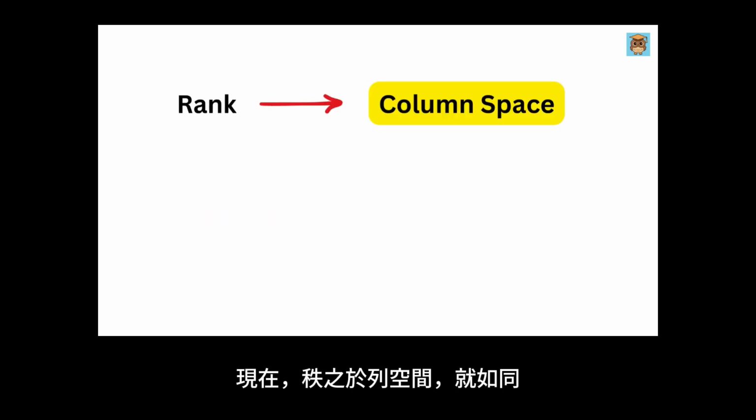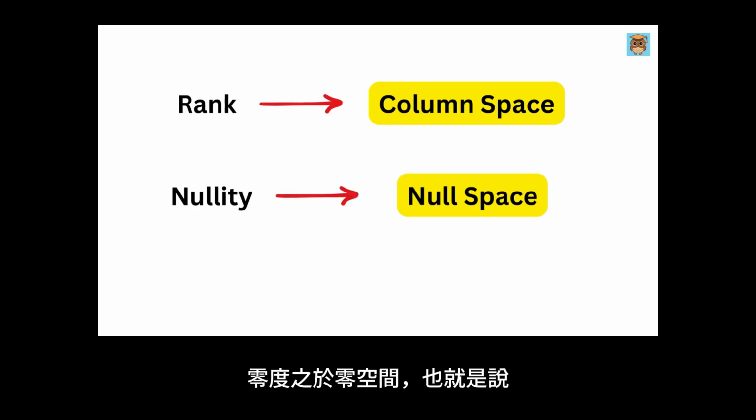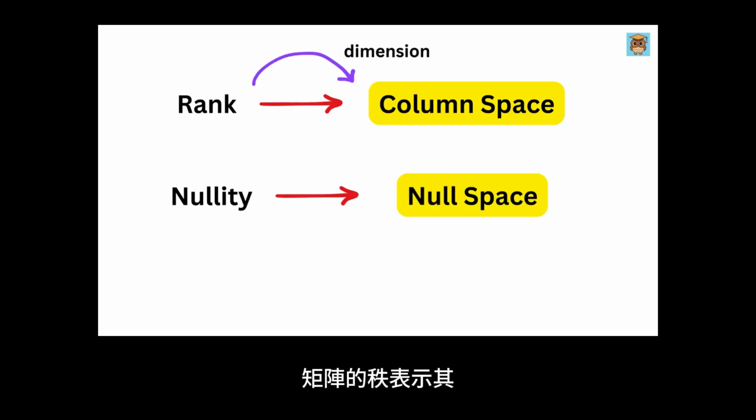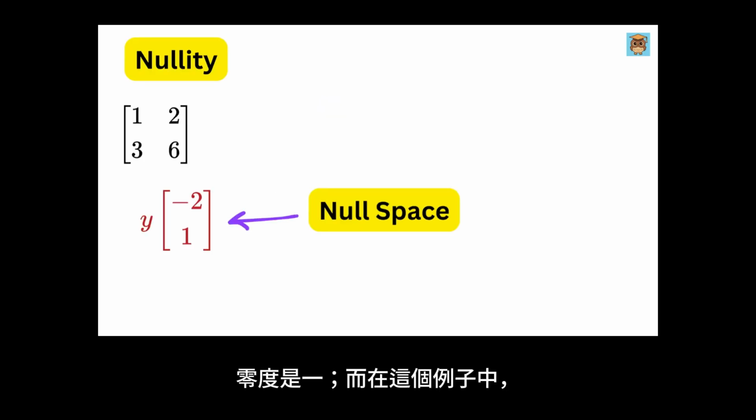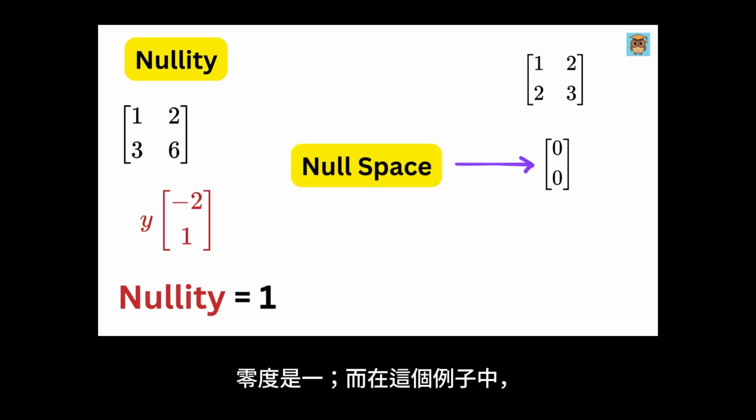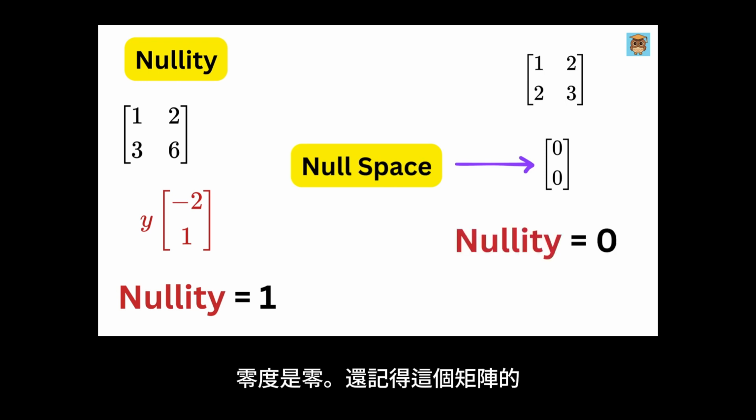Now what rank is for column space, the same is nullity of null space, which means the rank of a matrix shows the dimension of its column space, and the nullity shows the dimension of its null space. So, in this case, the nullity of this matrix is 1, and for this case, nullity is 0.